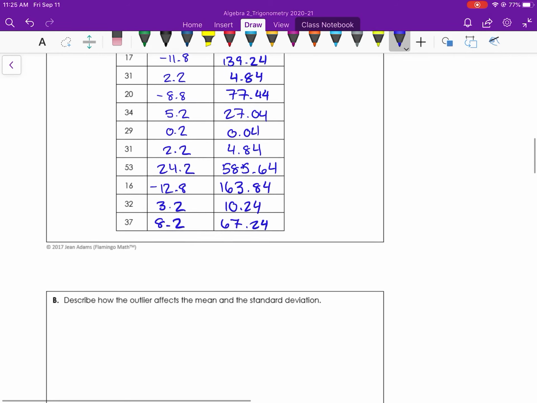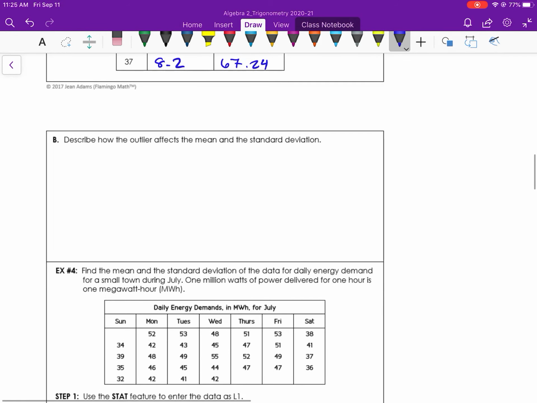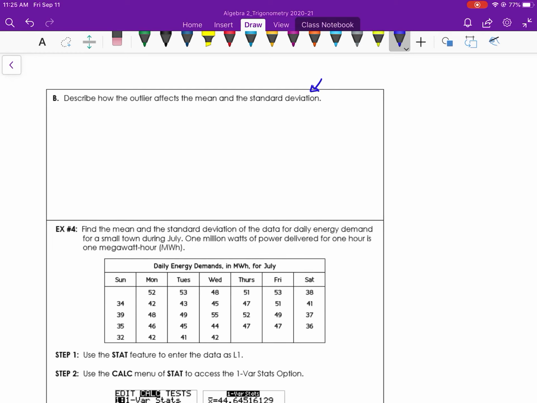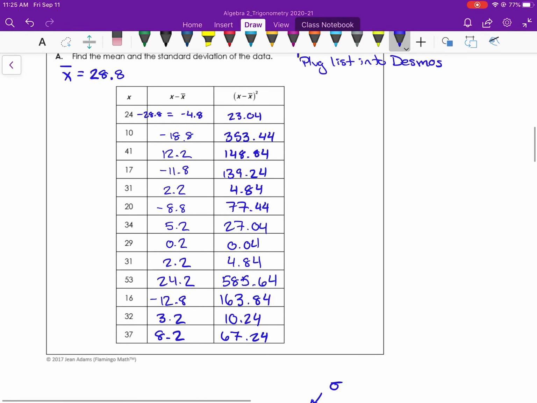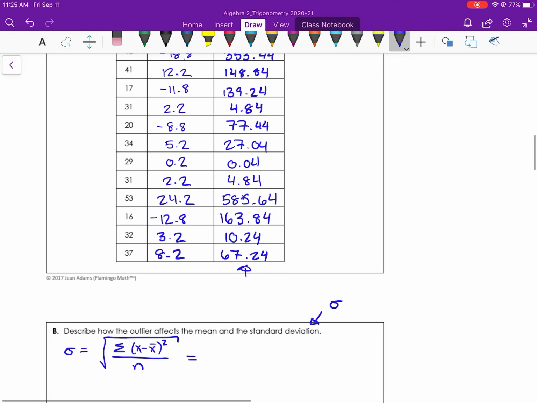That's all that. And then to figure out our standard deviation, which is sigma, we have sigma is equal to the square root of the sum, so that's sigma notation, of x minus the mean squared over n, the number of terms. Alright, so if you take this column and you add all up, you're going to get that right there. So that's a sum. You're just going to add all those terms up.